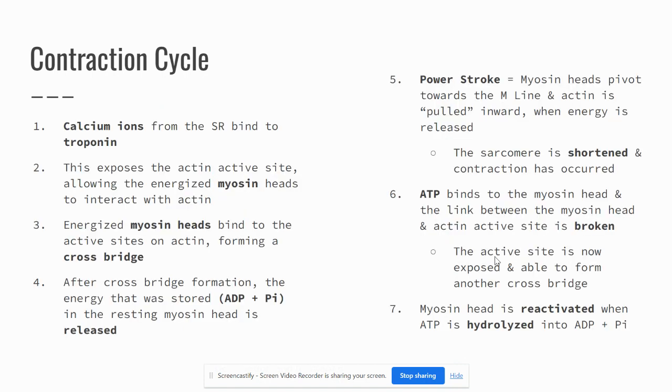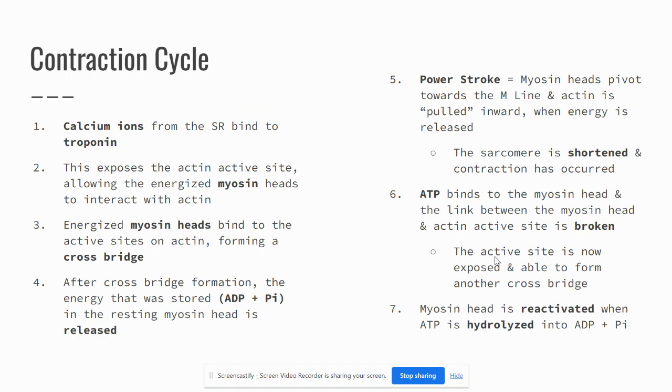As calcium ions from the sarcoplasmic reticulum bind to the troponin, those actin filaments are able to move and expose an active site. That active site is where the myosin heads connect to that actin and are able to move it. So that's where the interaction occurs, between the active site on the actin and the heads of the myosin.